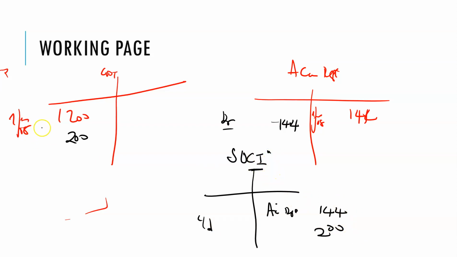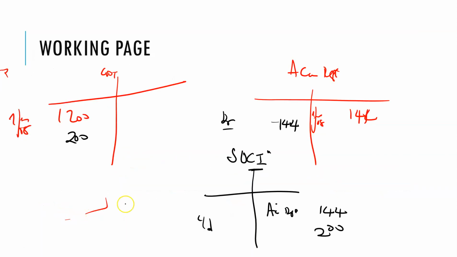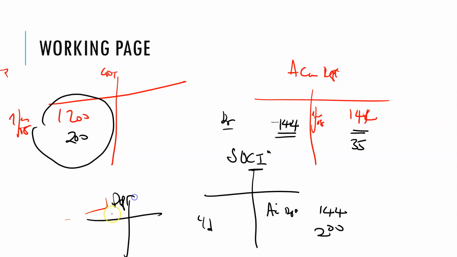But this is at the beginning of the year. If you look at the question, it goes on to say it wants to know what's going on at the end of the year, and it tells you that its useful life is 40 years. So I now need to depreciate this new asset, that's 1.4 million, over 40 years. I'll bring up my calculator. 1400 divided by 40 is 35. So technically, I can do this and have here 35, that's my depreciation expense, 35. And that's it.